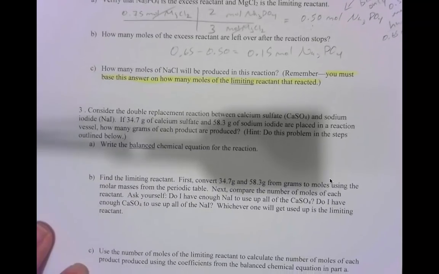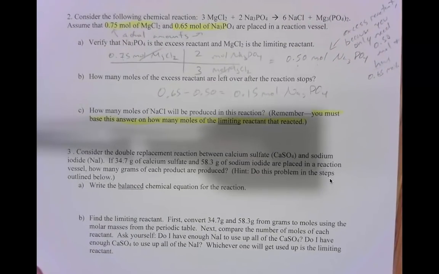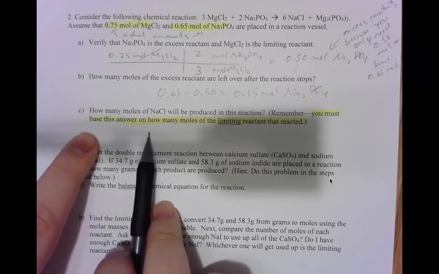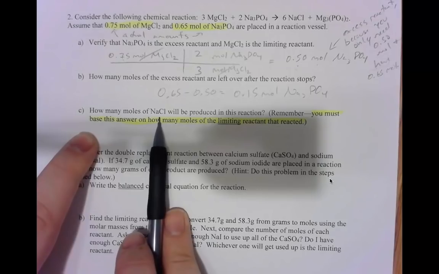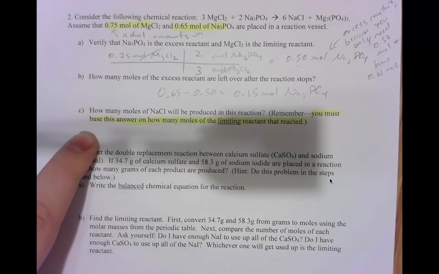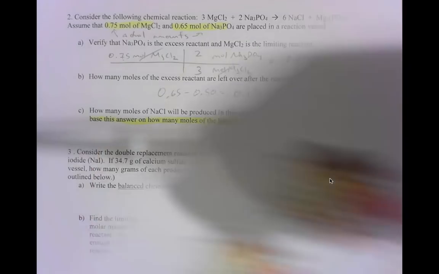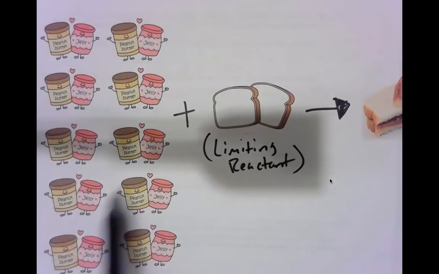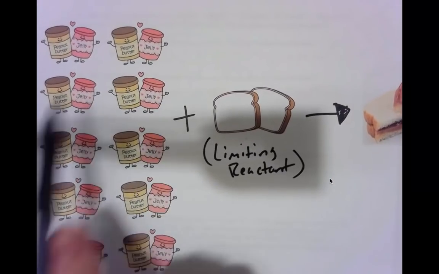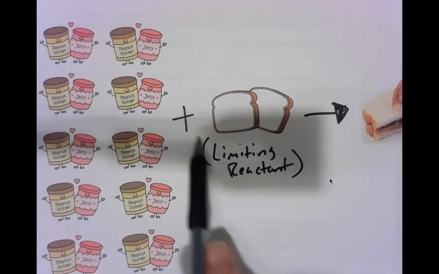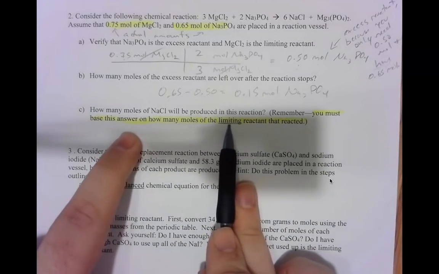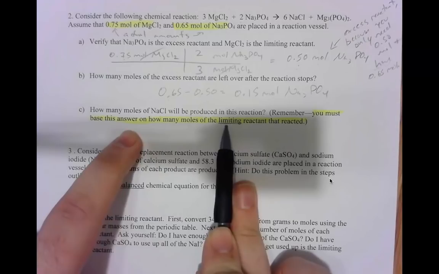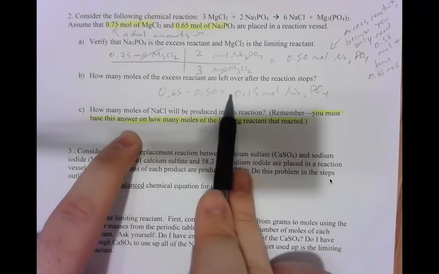In part C, I don't want to scroll up that far so we can still see the reaction. Part C is asking us how many moles of sodium chloride, NaCl, will be produced. So remember, just like in our peanut butter and jelly sandwich, we need to make our calculation from the limiting reactant. It doesn't make sense to say we can make this many peanut butter and jelly sandwiches because we have this much peanut butter and jelly, because we only have enough bread to make one sandwich. So over here, it only makes sense to make our calculation from the limiting reactant, because if we made it from the excess, we have extra left over.